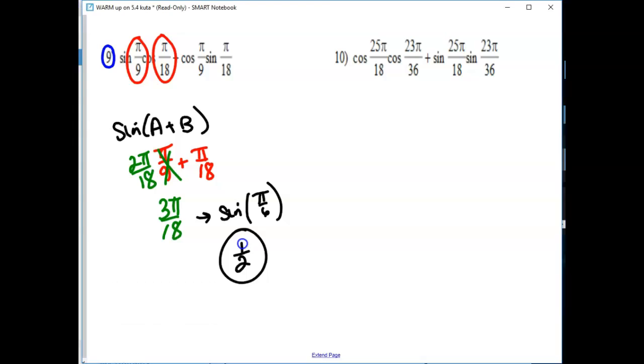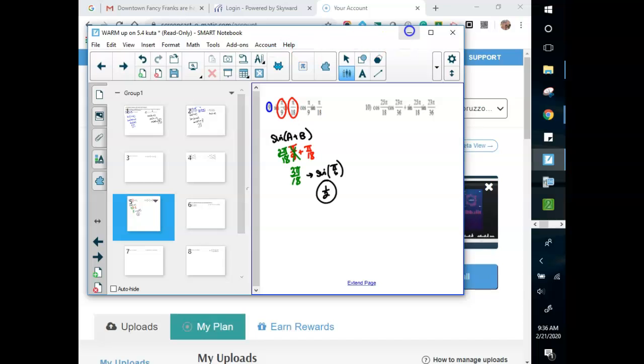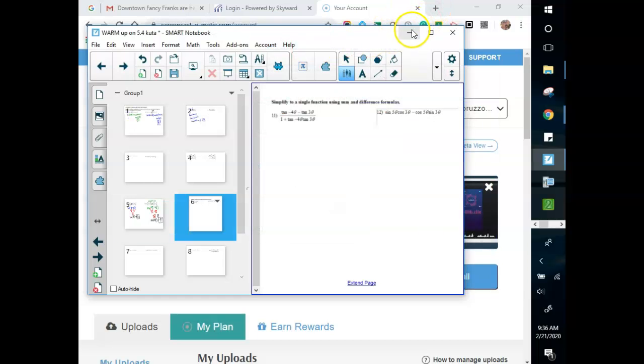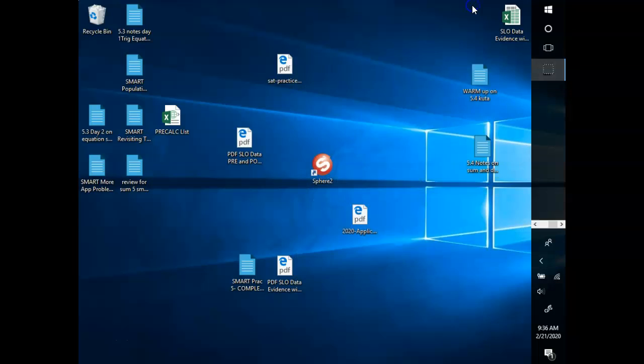But now we're going to go look at our notes. And we're going to see what else we can find for a use on these identities. And the answer is a whole lot of things. So this is going to be a good time.